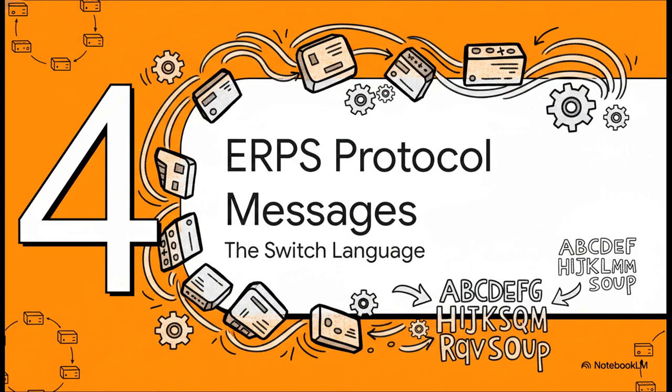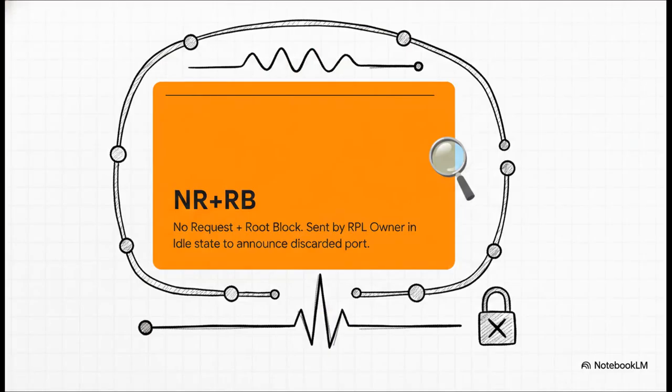Next up, Section 4, ERPS Protocol Messages. To really grasp ERPS, we kind of have to decode its alphabet soup. First up is NR plus RB, which stands for No Request plus Route Block. You can think of this as the network's steady, rhythmic heartbeat. Whenever the ring is idle, normal, and healthy, the RPL owner sends this message out. It's basically telling all the nodes, hey, everything's fine and the loop-preventing roadblock is securely in place.